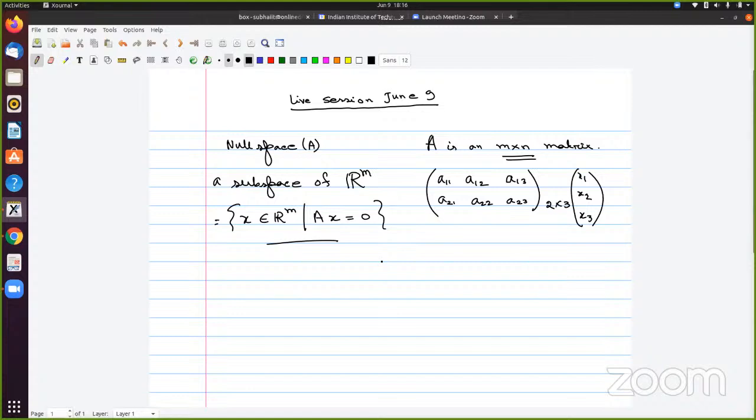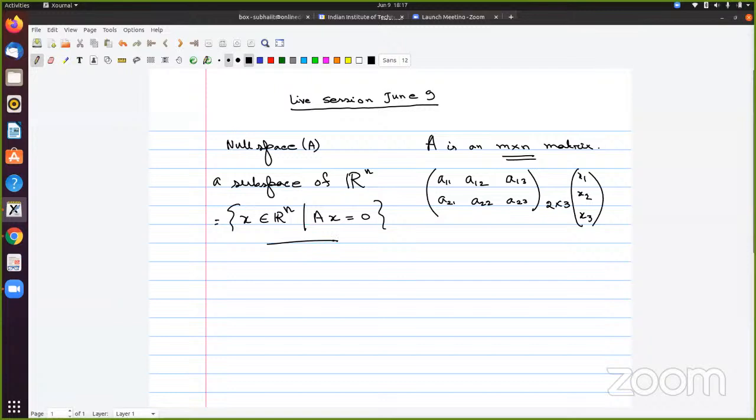Okay, so this tuple, x1, x2, x3, all these are coming from R3 for a 2 cross 3 matrix, right? Sorry, this should be Rn. I mean, 3, this is n. So this is coming from R3, and all those x1, x2, x3 we need are those for which this equation, Ax equal to 0, will be satisfied. Is this part clear? That is the definition of null space, right?